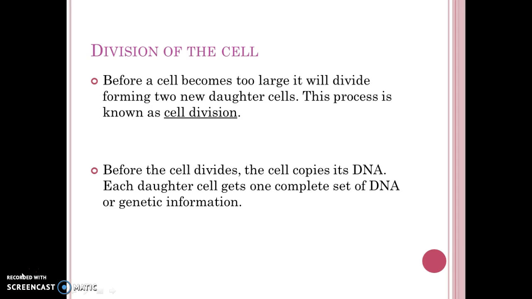Division of the cell. Before a cell becomes too large, it will divide, forming two new daughter cells. This process is known as cell division. Before the cell divides, the cell copies its DNA. Each daughter cell gets one complete set of DNA or genetic information.